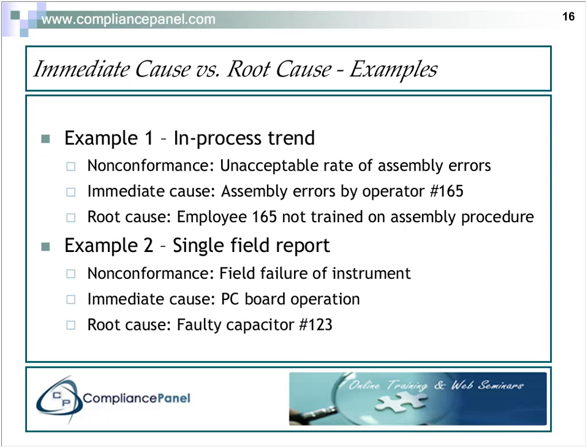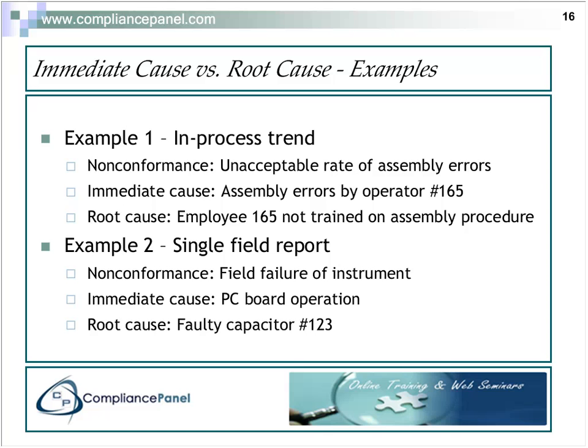Example one would be an in-process trend. The nonconformance upon which investigation is required is an unacceptable rate of assembly errors. So the assembly errors in this particular work center were at 11% for this quarter. That's unacceptably high. So the production manager or quality engineer, whoever you would assign this to, is assigned the investigation. He or she determines that the immediate cause is that operator number 165 committed too many assembly errors this quarter. Of that 11%, 9% was operator number 165.